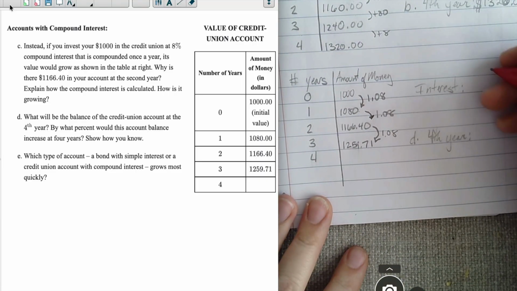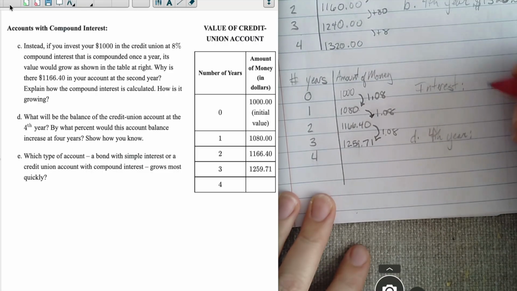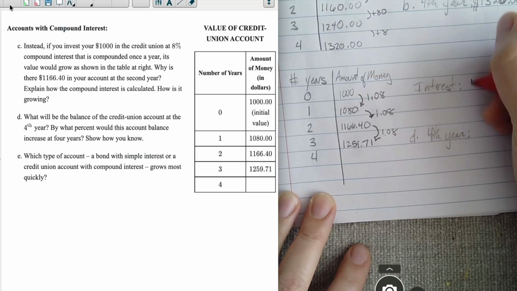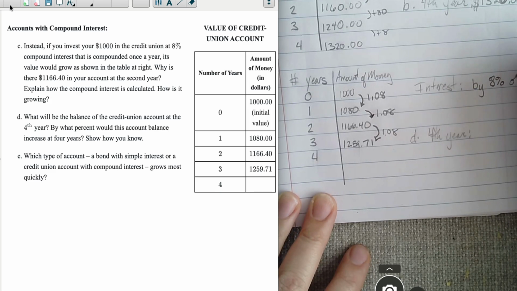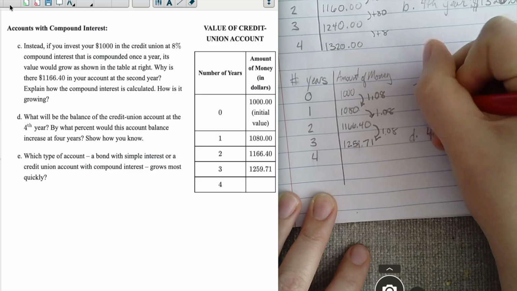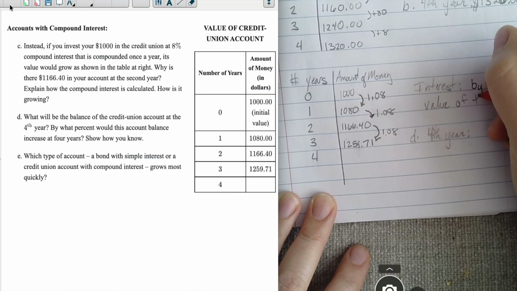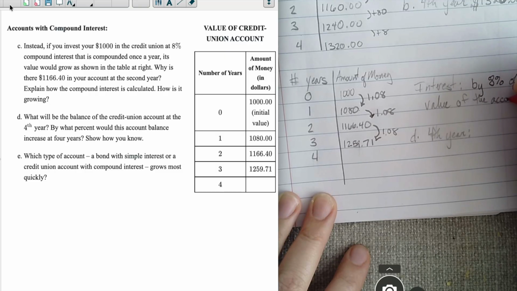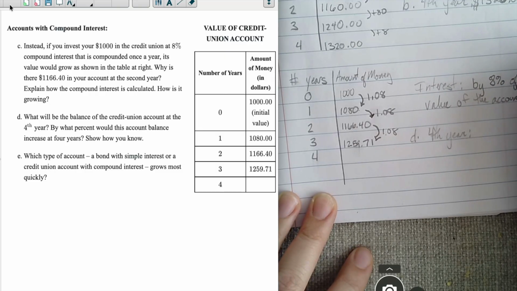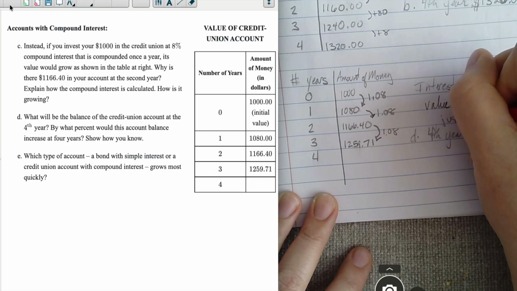So our interest here, let's see. It's growing by taking 8% of the total value of the account, not just the initial.